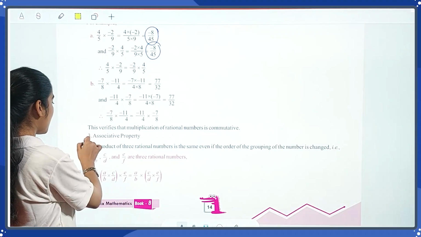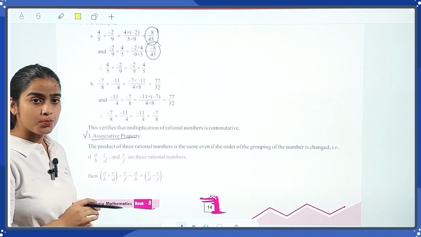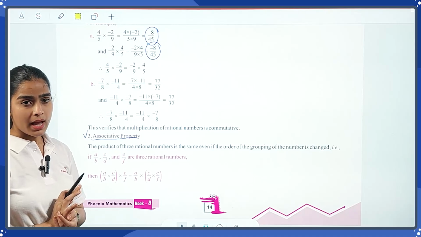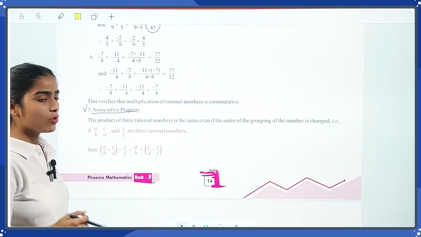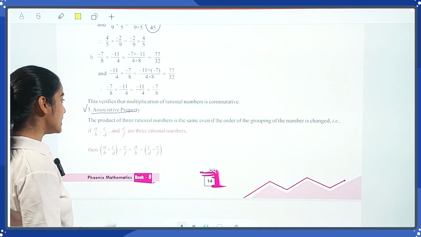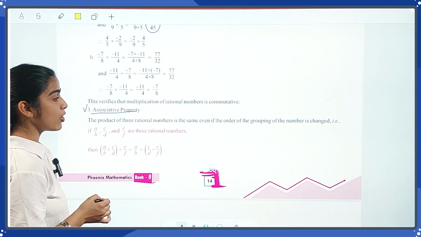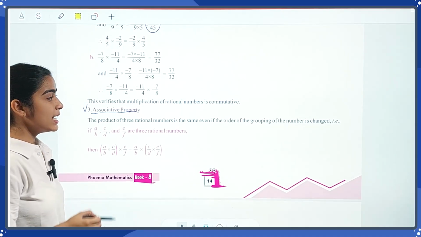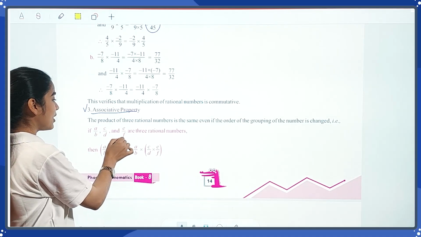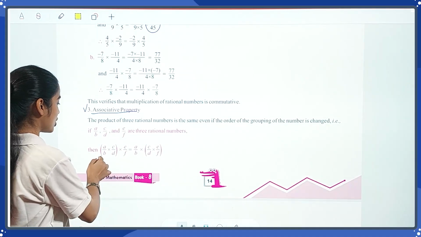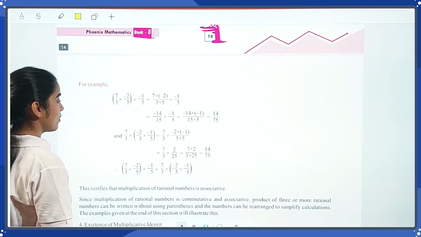Next we have the associative property. Again, when we group the numbers differently, there is no change. According to the multiplication property over rational numbers, it remains the same. The product of three rational numbers is the same even if the grouping of the numbers is changed. So, a by b, c by d and e by f are three rational numbers, and if we change their grouping, the result will remain the same.